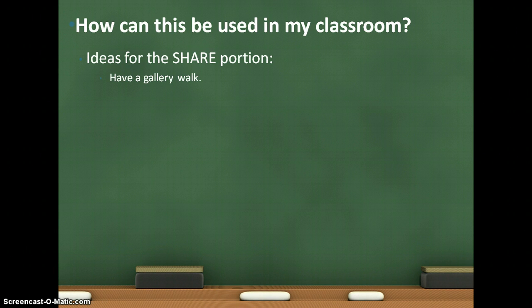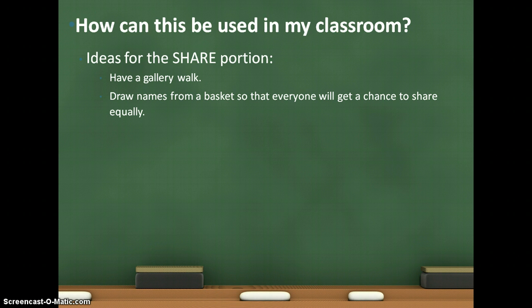This does not necessarily have to be a whole class discussion. You could have a gallery walk where the writings are on pieces of paper posted around the room. The pairs go around and discuss what has been written on the papers, and then for the whole group share portion, the teacher pulls the pieces of paper off the walls and reads what people have responded and leads the class in discussion like that.